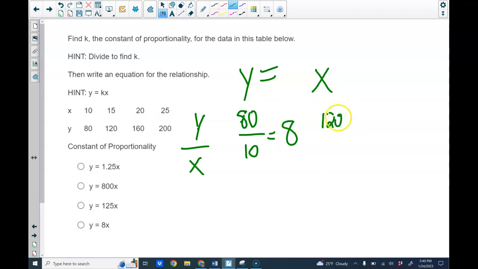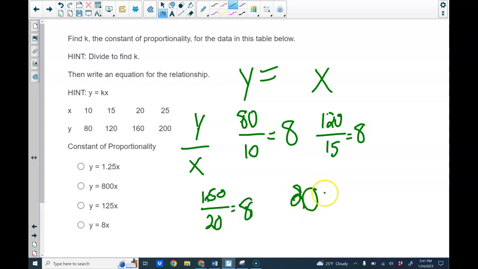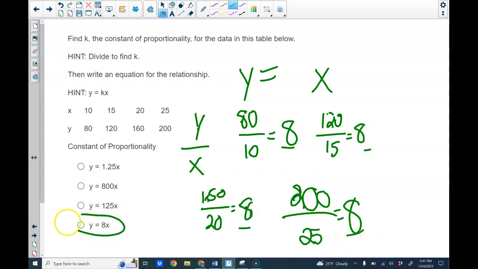120 divided by 15 is 8. 160 divided by 20 is 8. 200 divided by 25 is 8. So no matter what, we get 8, 8, 8, 8. So even if you picked a different number, our answer is this bottom one here, y equals 8x.